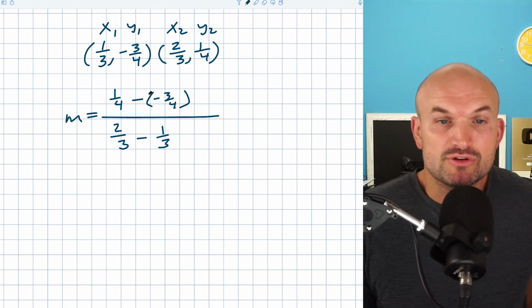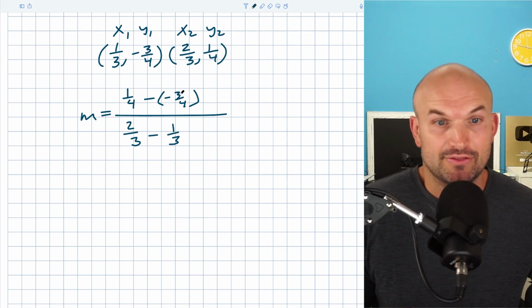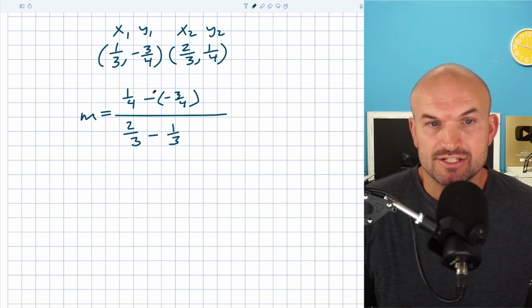So remember when we're subtracting fractions or adding fractions, you've got to have the same denominator, which in this case they do. So I have 1/4 minus a negative 3/4. Well, that's just going to really be adding. So 1 plus 3 is 4.